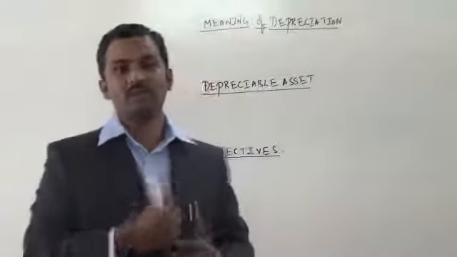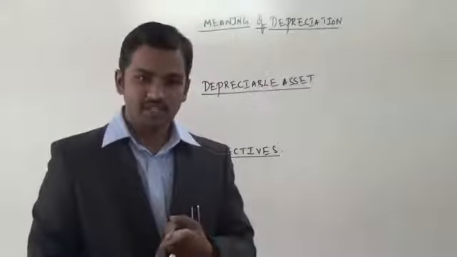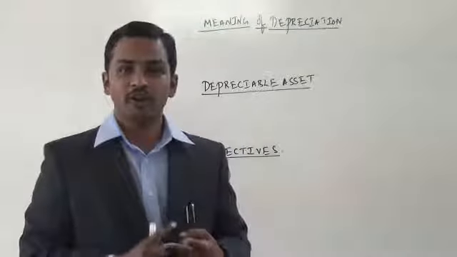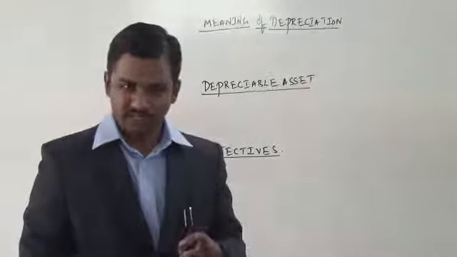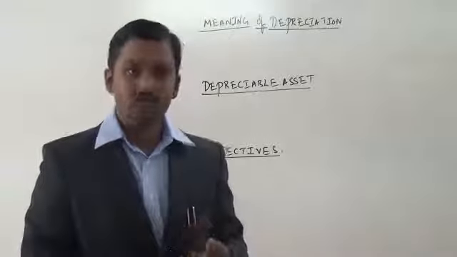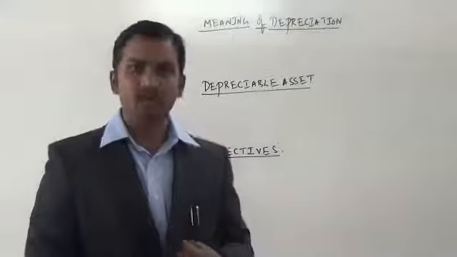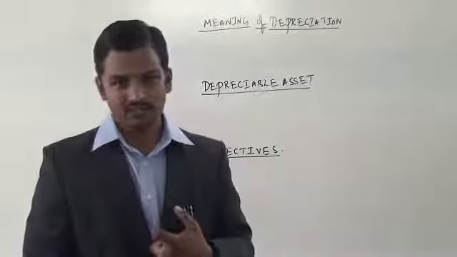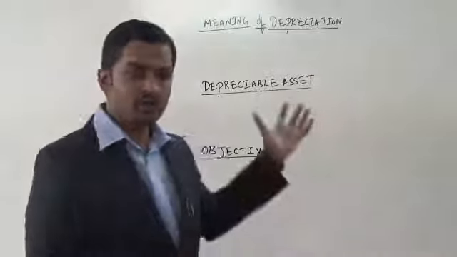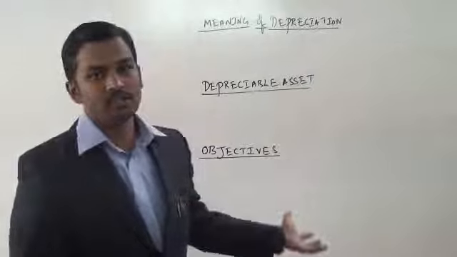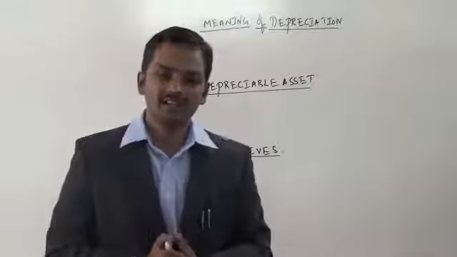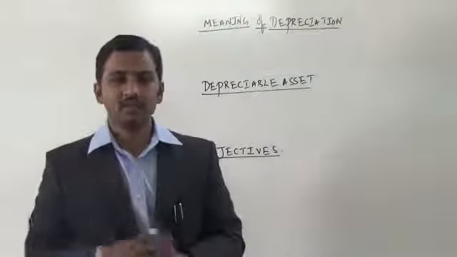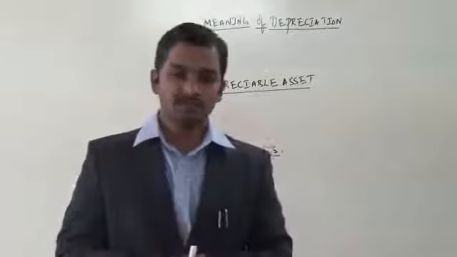Okay, so let us summarize whatever we have learned till now. Depreciation is the measure of fall in value of a depreciable asset due to either use, or efflux of time, or due to obsolescence. We have also discussed what we mean by a depreciable asset, and the objectives of providing depreciation. Now I think you would have the doubt, what do you mean by obsolescence?